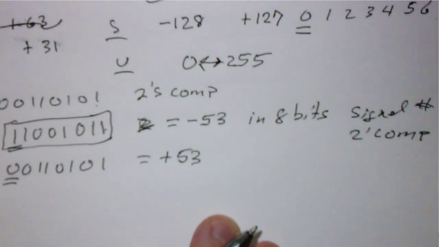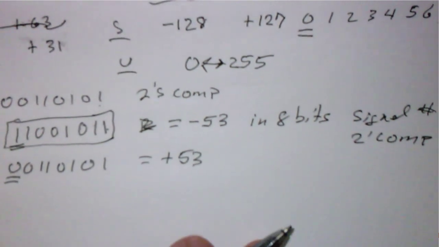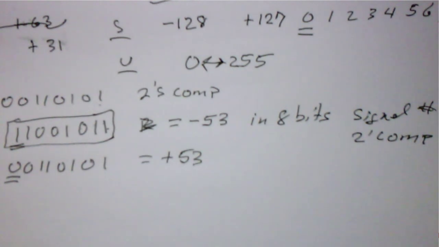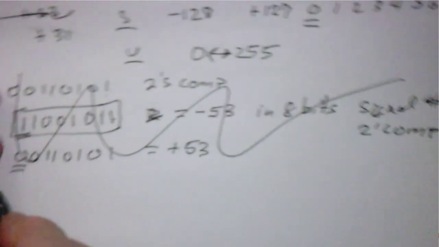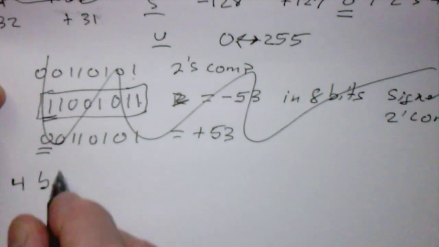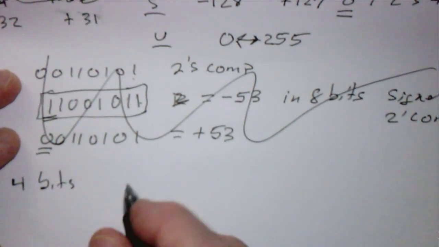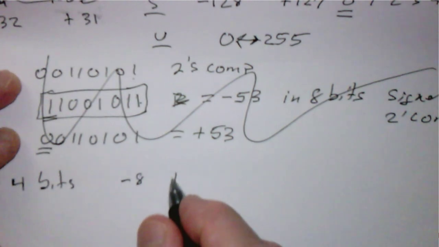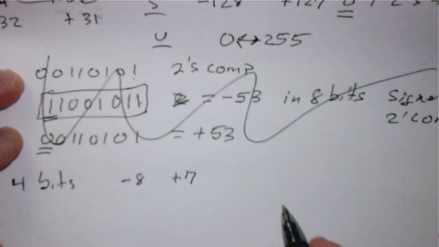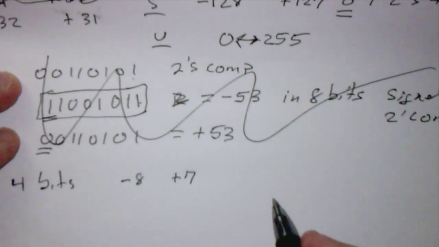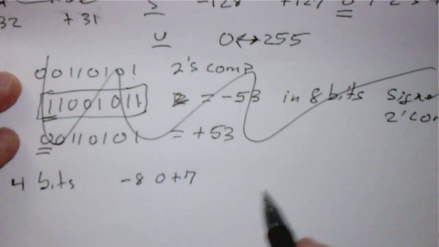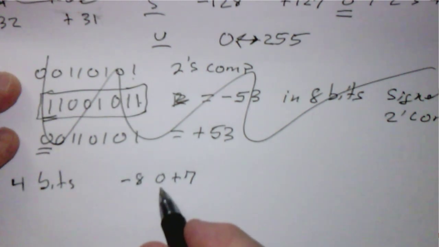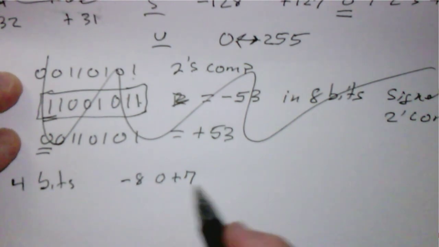Now, why is that? Why do I say we don't have 2 representations for 0? Well, let's go back to our 4-bit example. It's a little easier to show in 4 bits. So remember, in 4 bits, we can go from a minus 8 to a plus 7. So let's see what happens. What happens when we try and convert zero? Can we take zero and use two's complement on it? What do we get? Will we get something weird if we do that? Well, let's do it and see what happens.